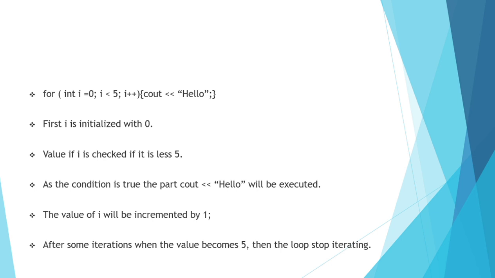Condition: i < 5. This is the condition that the loop checks before running. It asks, is i less than 5? If the answer is yes, the loop will run. If the answer is no, the loop stops.